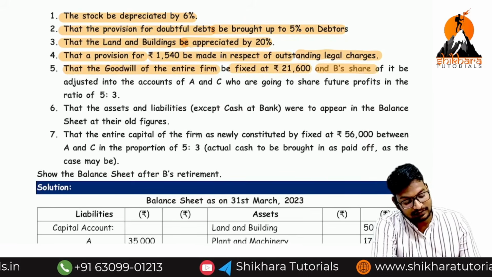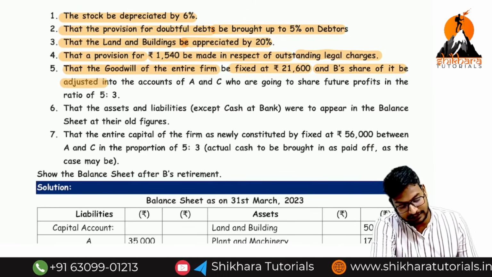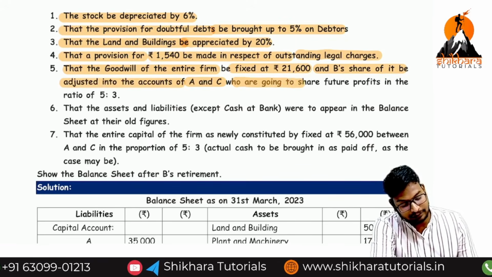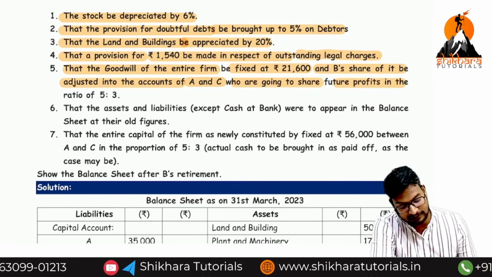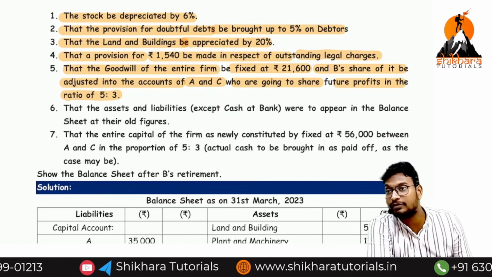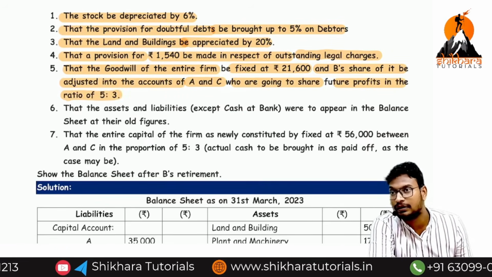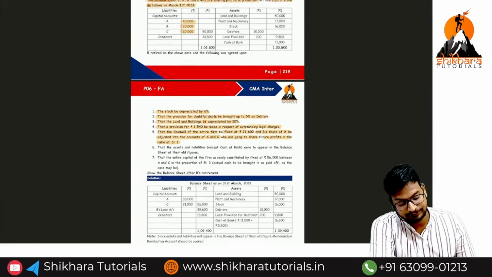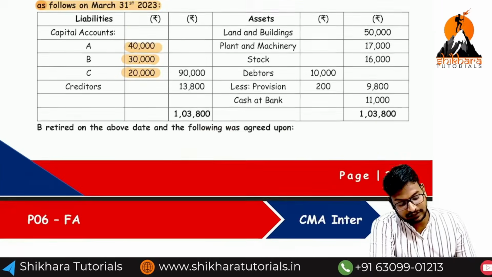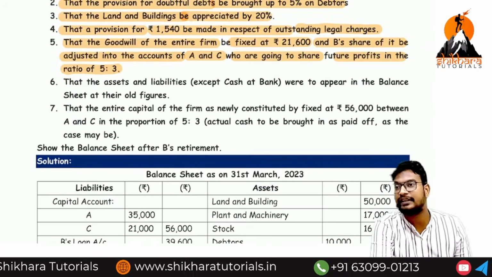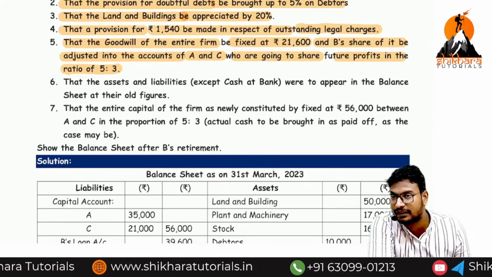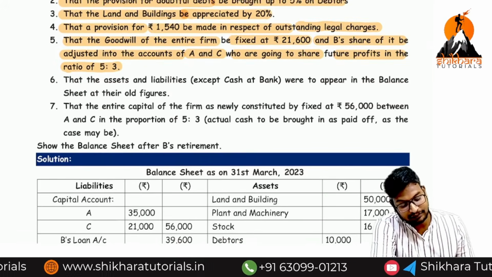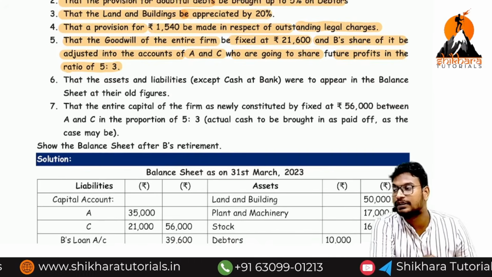And B's share of it is to be adjusted into the accounts of A and C, who are going to share future profits in the ratio 5:3. They have given the future ratio. What is the future ratio? 5:3, the new ratio they have given. The old ratio we know. What is the old ratio? 4:3:2. Then we can identify the gaining ratio. So who is the partner going out? B.